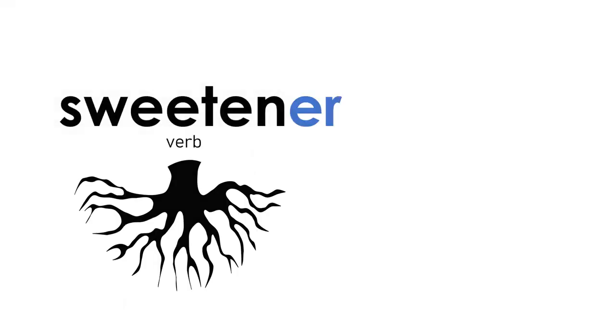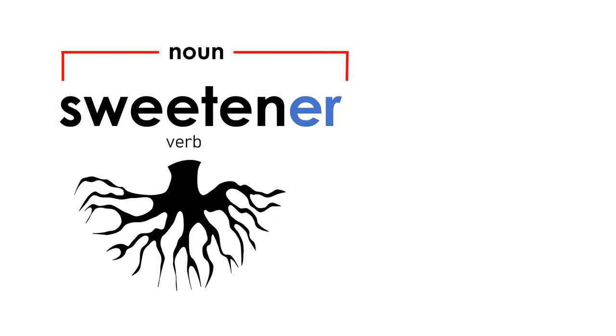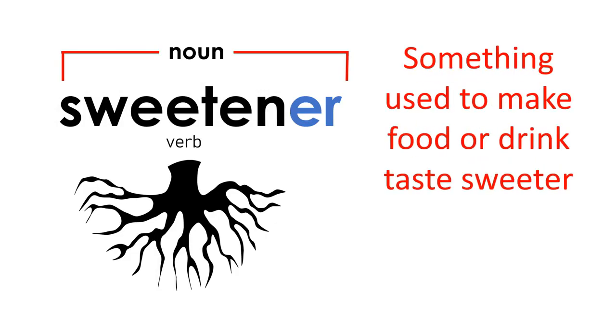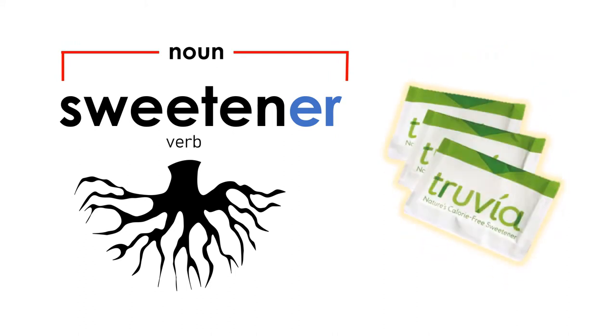What do you think a sweetener does? A sweetener is something used to make food or drink taste sweeter. When we use the noun sweetener, we are most often talking about one that has fewer calories than sugar. An artificial, not natural, sweetener.